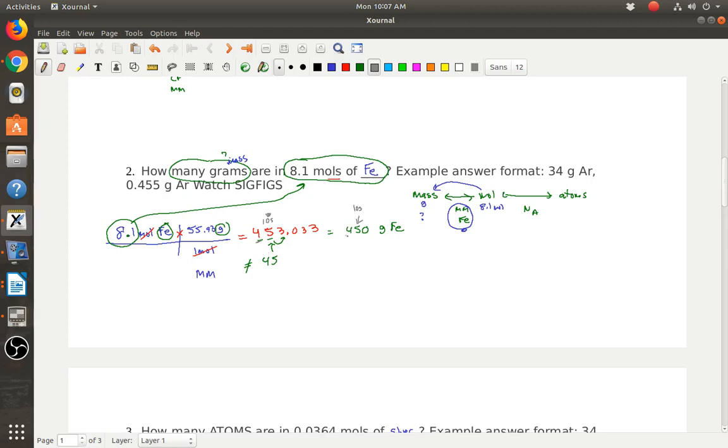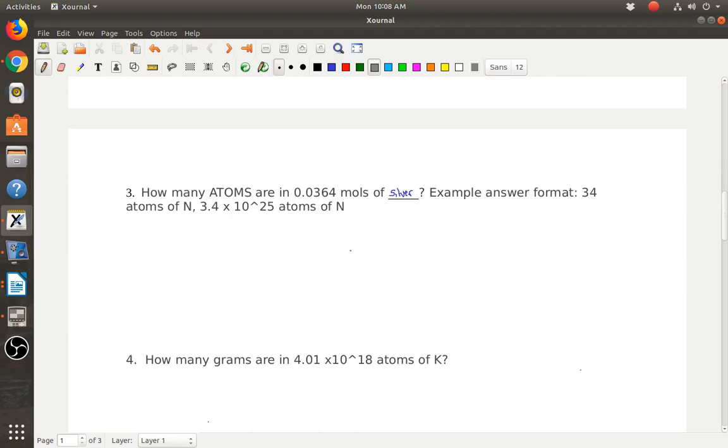400 has to stay at 400. 5 has to stay at 50. The 3 ones disappear. That's where you put the 0 in its place to lower the number of significant figures. So make sure you're careful about that. Okay? I hope you got that one. Let's move on to number 3.